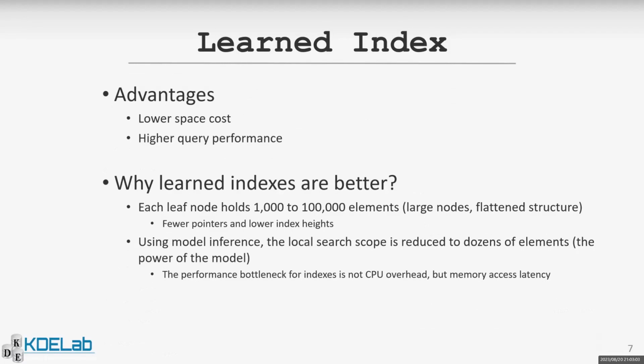By analyzing the runtime states of the learned index, we get the main reasons for the better performance. Each leaf node of the learned index can store thousands or even hundreds of thousands of elements. The nodes are very large, so the index structure is very flat. And it has fewer pointers than B+ trees, and fewer nodes need to be visited during the search process. By using model inference in the node, it can directly narrow the search range to dozens of elements.